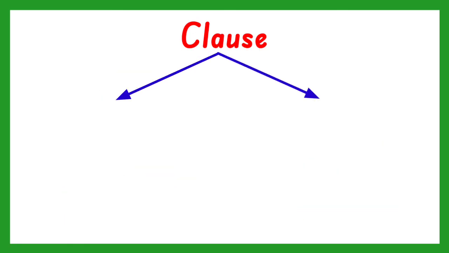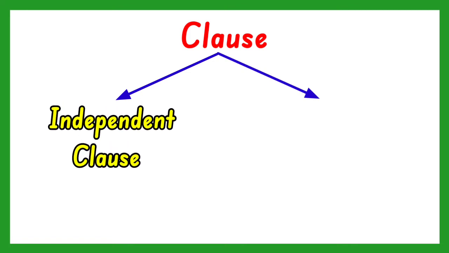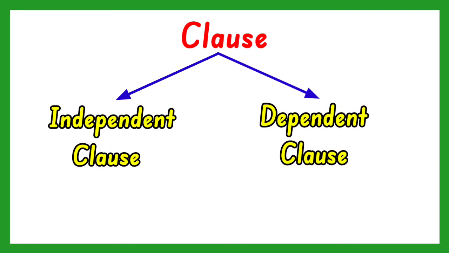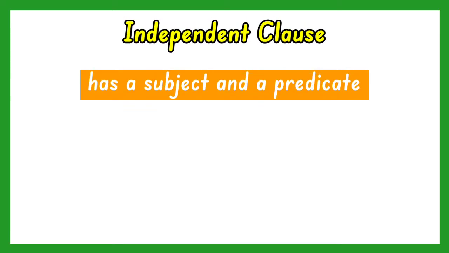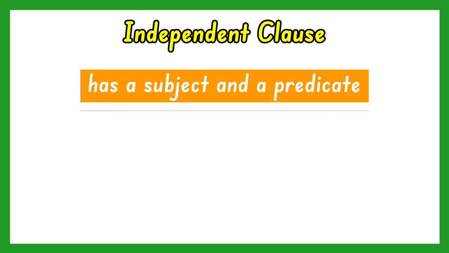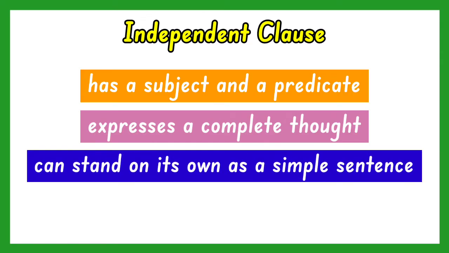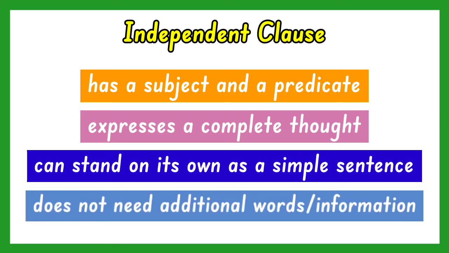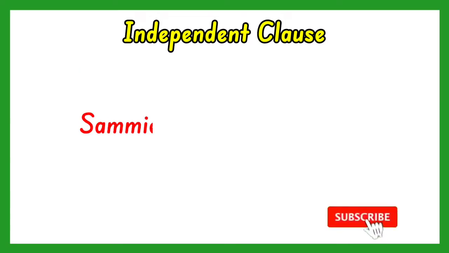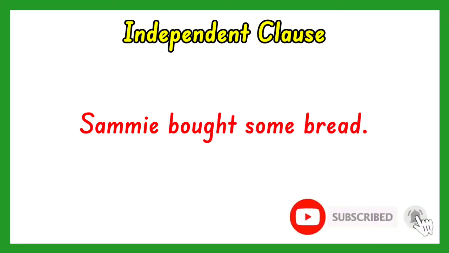There are two main types of clauses: independent clause and dependent clause. An independent clause contains a subject and a predicate, and it expresses a complete thought. It can stand on its own as a simple sentence, and so it does not need any other words or extra information for it to be complete. For example, Sammy bought some bread.